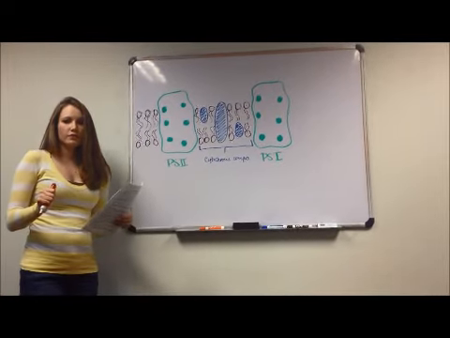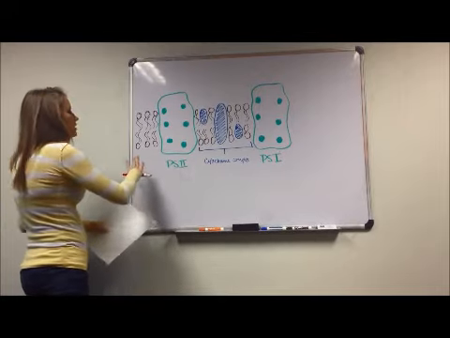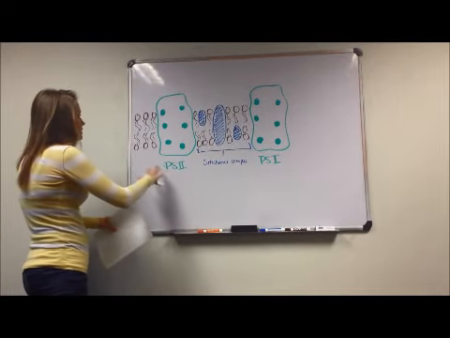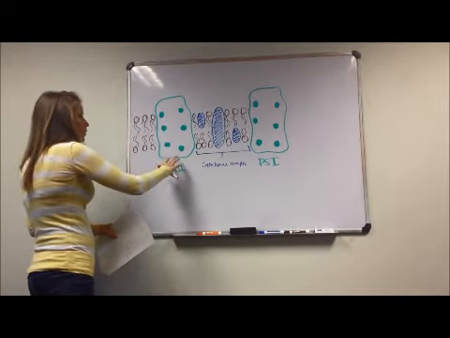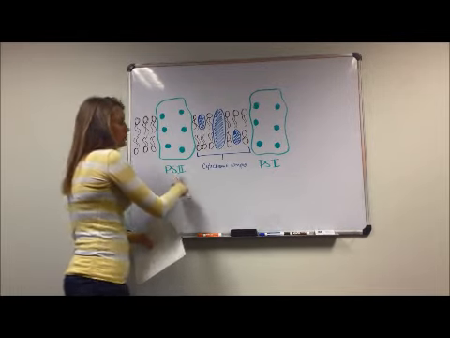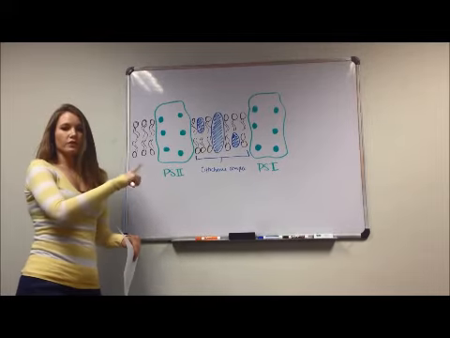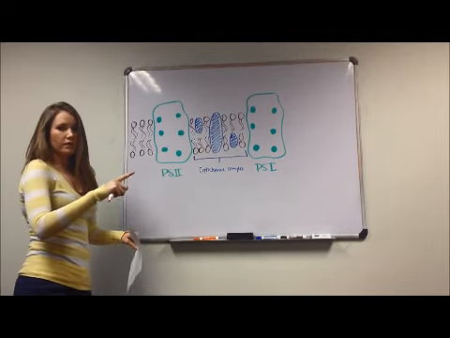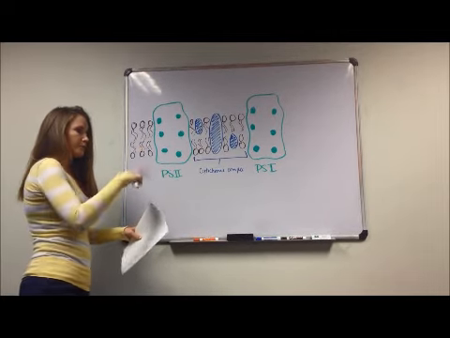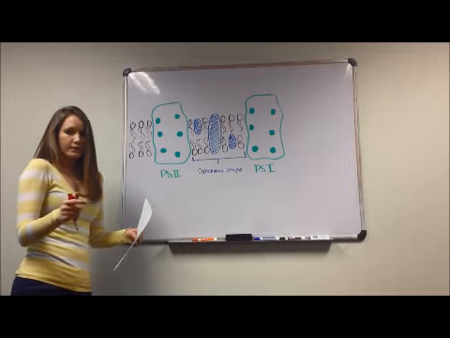Today we're going to talk about photosynthesis. As you can see here, I have my diagram. This is the thylakoid membrane right here. These are the photosystems, photosystem 2, photosystem 1. They're named for their order of discovery and not necessarily the sequence in which they occur in photosynthesis.